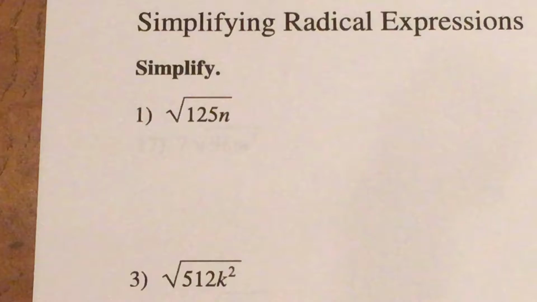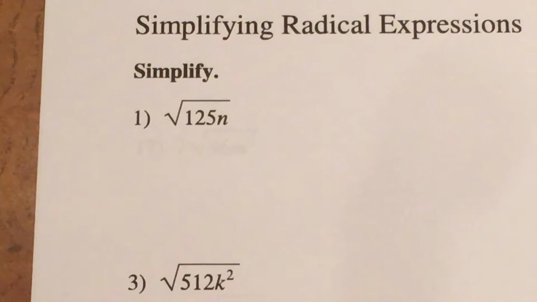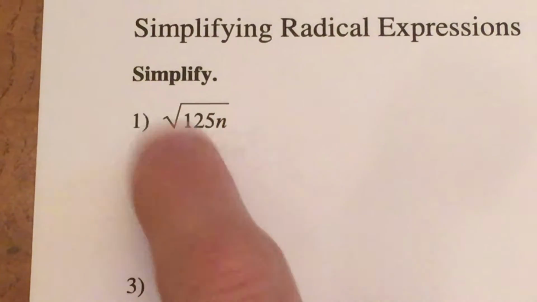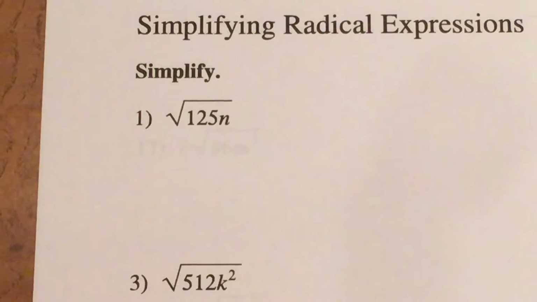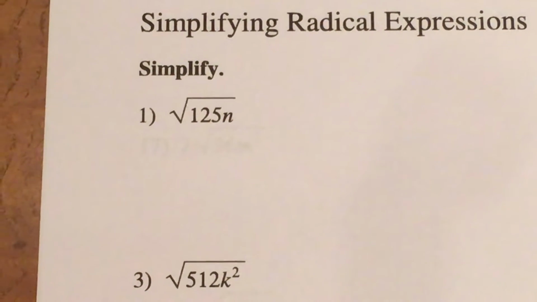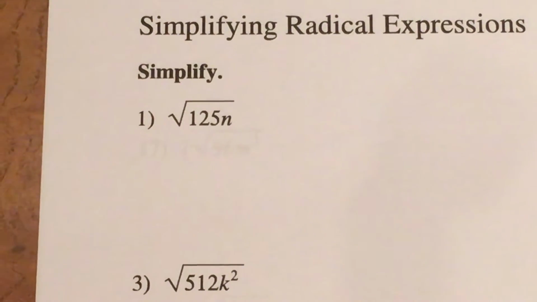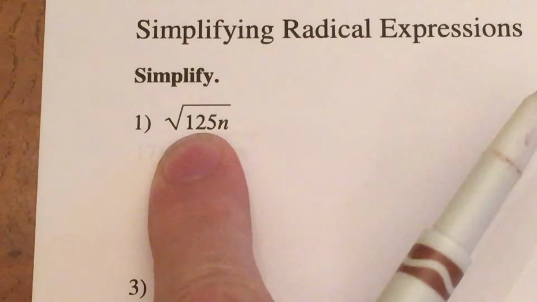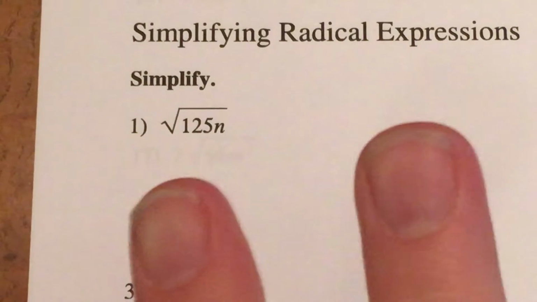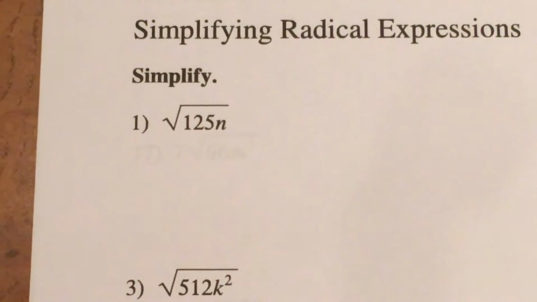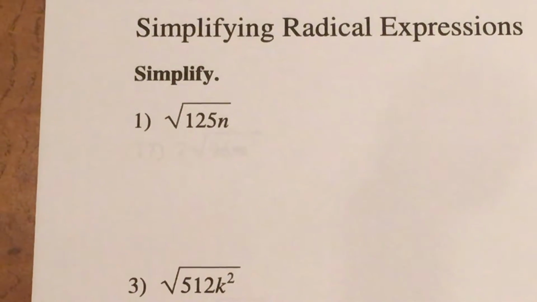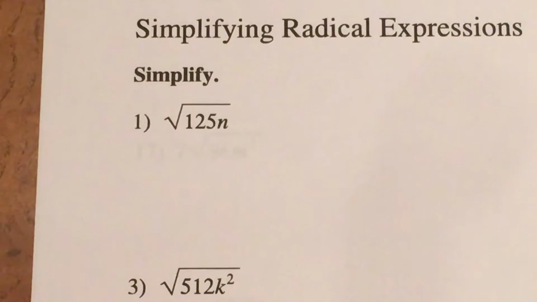All right, so problem number 1. What we're looking for is a simplified version of this expression, the square root of 125n. So remember, when we have a square root, I'm looking for two of the same thing in order to make a bundle. And any number that doesn't get to make a bundle is going to go back inside of the square root.